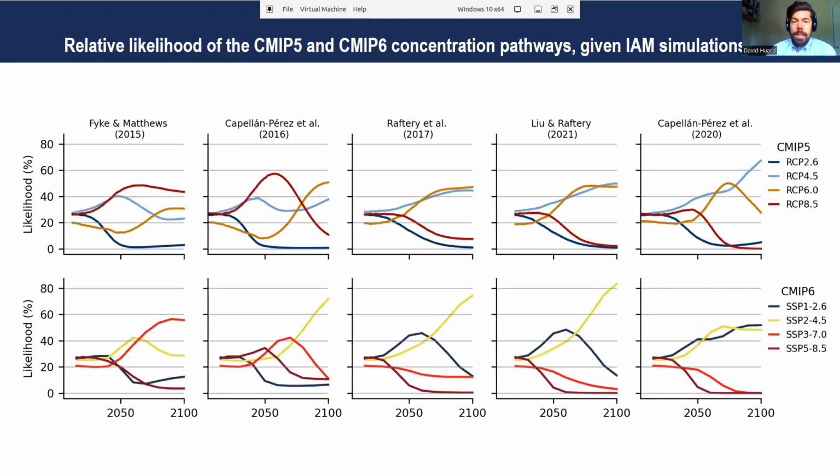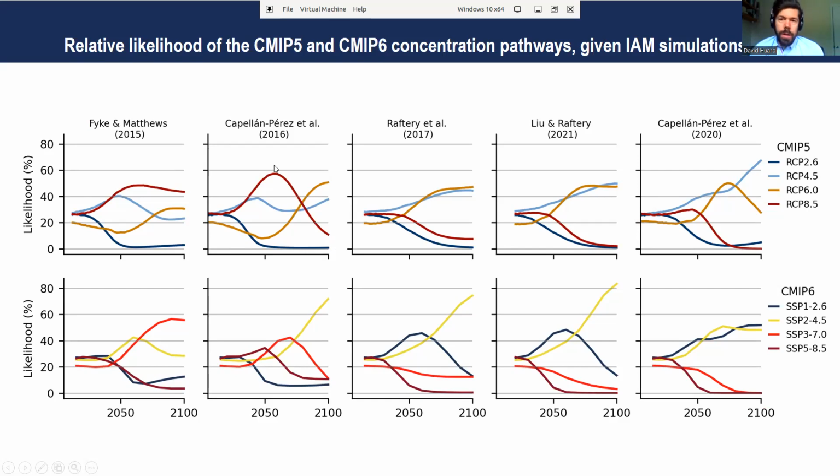And what I get is the following. So these are the main results. On the top row, you've got results for CMIP5 and the 4 RCPs, and on the bottom row for CMIP6 and the 4 Tier 1 SSPs. And basically the columns are the results for each different integrated assessment model that provides probabilistic emissions.